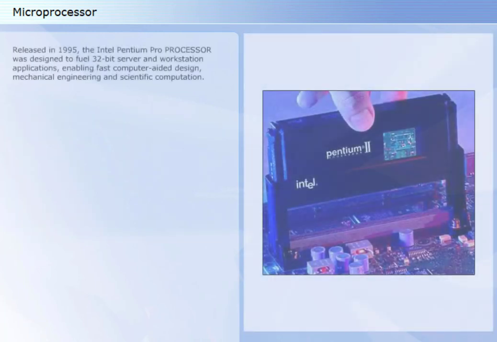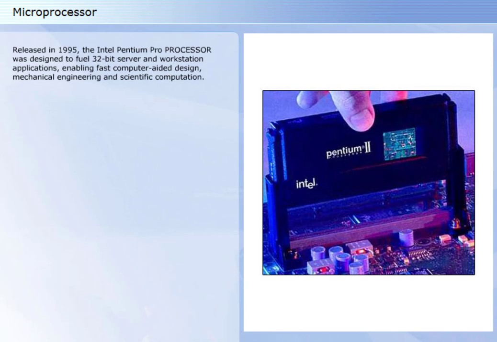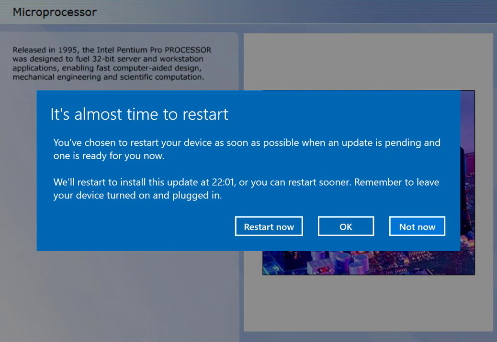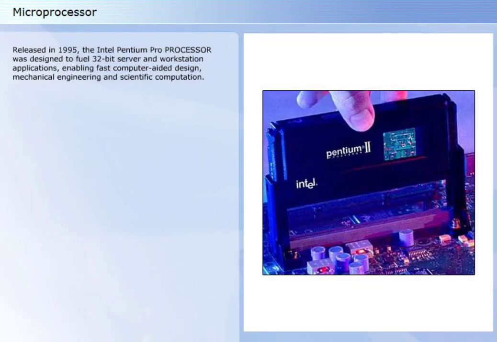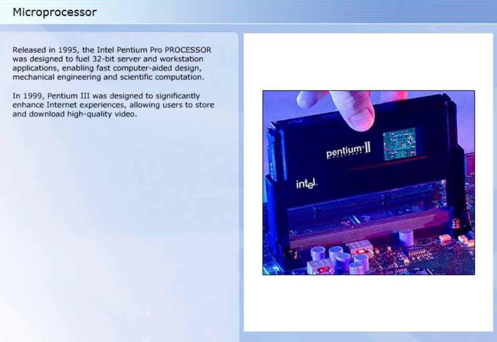Released in 1995, the Intel Pentium Pro processor was designed to fuel 32-bit server and workstation applications, enabling fast computer-aided design, mechanical engineering, and scientific computation. In 1999, Pentium 3 was designed to significantly enhance Internet experiences, allowing users to store and download high-quality video.